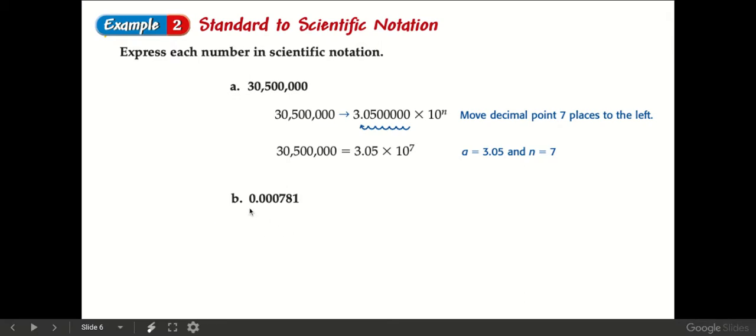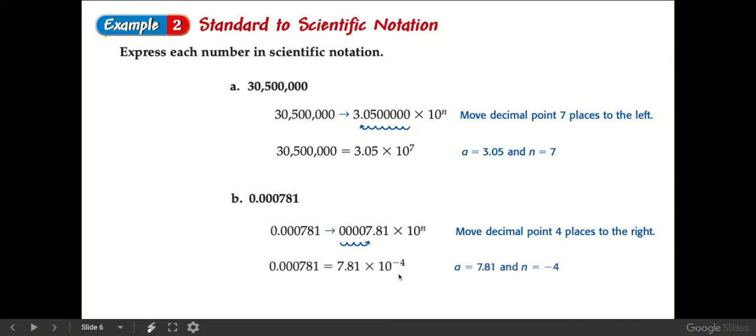Let's look at B now. 0.000781. So this is a very small value. So in my head, I'm going to make a mental note that I know this is going to be a negative exponent. So now I need to figure out how many decimal places it moves. It's going to move to the right, and it's going to move right in between the 7 and the 8 because I need to have a value between 1 and 10. So it's going to move 1, 2, 3, 4 places. So it's going to be 7.81. And since I moved it 4 places to the right, it's going to be 7.81 times 10 to the negative fourth power. Again, recognizing that it's a negative exponent because it does represent a very small value.